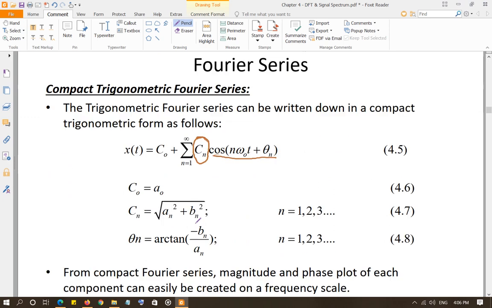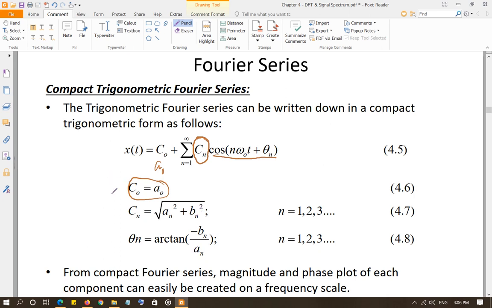If you look here, c naught is the same thing as the average value, so c naught is a naught as given over here, and cn is the square root of an squared plus bn squared. Again, to calculate the compact Fourier series, you will have to calculate the trigonometric Fourier series first, so that you know what an and bn are, and you can calculate cn. But this is cn, and then the phase angle is tangent inverse of negative bn over an.